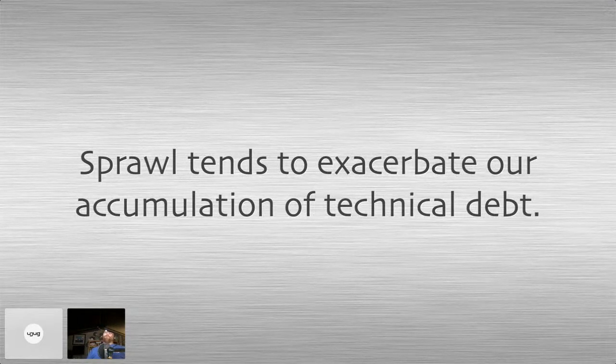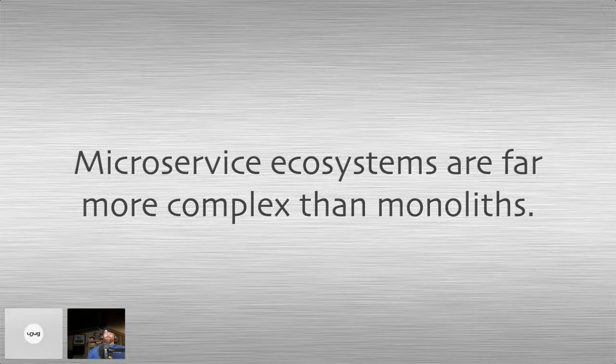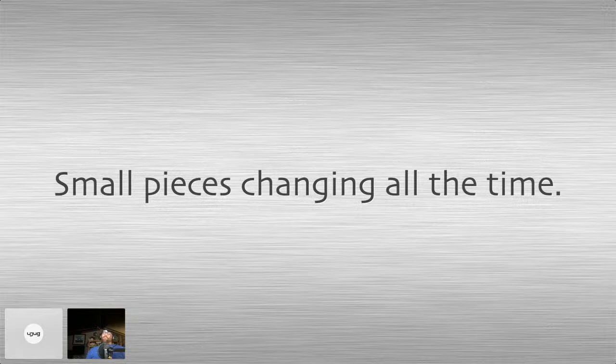So we need to be a lot more vigilant about making sure that we're not getting things out of control here. We also have to realize that these distributed architectures fail in lots of unique and interesting ways. These microservice ecosystems are far more complicated. We've added some accidental complexity to the process. Now, we get some things in return for that, but we do need to understand that that does not come for free. So you've got all these small pieces that are changing potentially all the time.